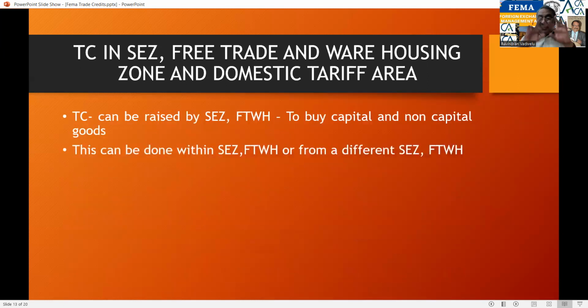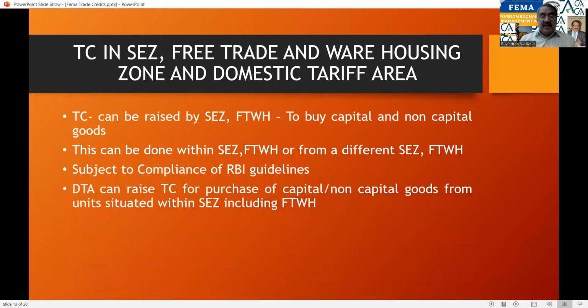This can be done within the special economic zone and free trade and warehousing zone, or from different SEZ and FTWH also you can do it. And everything is subject to RBI guidelines. Not only here, anything, if it is related to capital goods, because it is a capital asset, so everything you have to be very, very careful, and it is with reference to RBI guidelines.